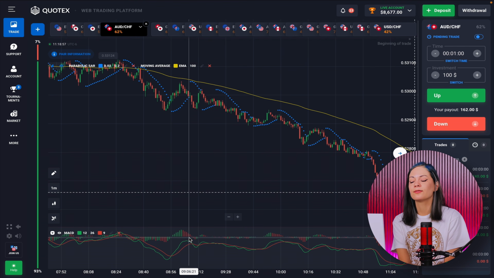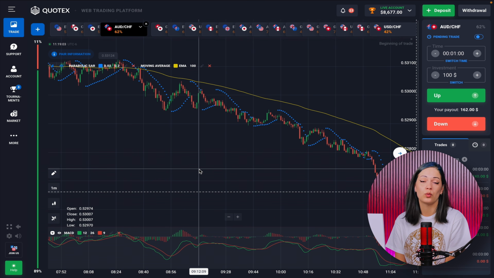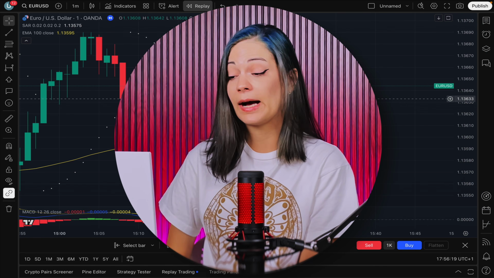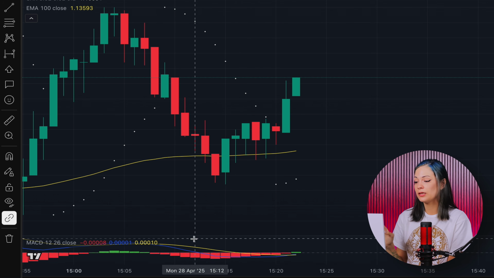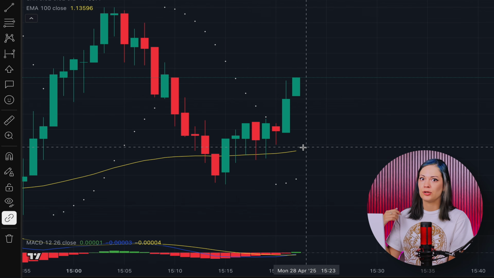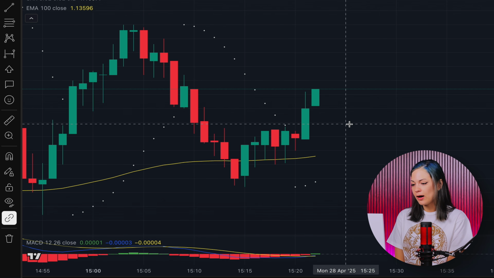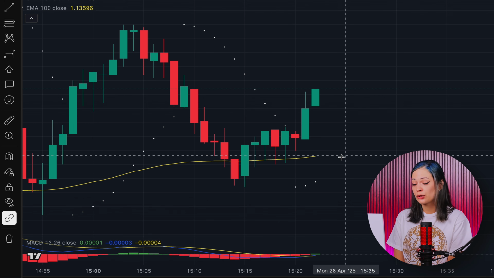So now we have our MACD and 2 more indicators. Let's get trading and let's use it in one beautiful strategy. Alrighty, so I am on TradingView. I added all the indicators, and we have MACD, parabolic SAR, and of course exponential moving average with a period of 100. So let's see how all of this is going to work together in one strategy.